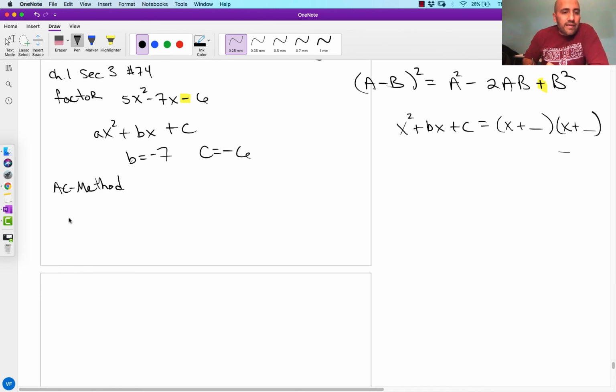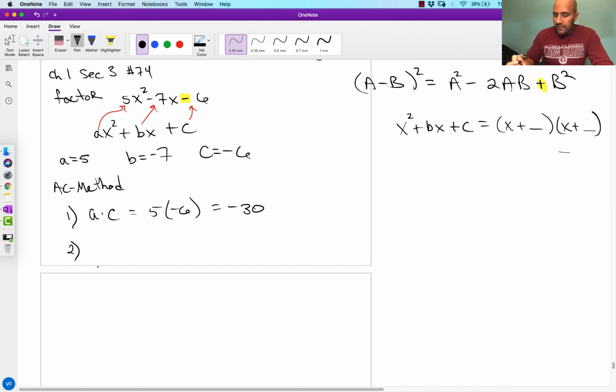The AC method says that, number one, let's multiply the a and the c. Oops, I forgot to mention here. The a is being played by a 5. Right? This is the a, okay? This is the b, and this is the c. So the AC method. Step number one is to multiply a times c. A times c is going to be equal to 5 times -6, which equals -30. Okay, that's the first step.